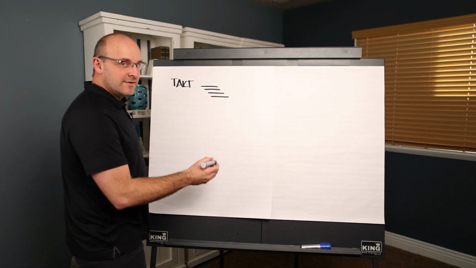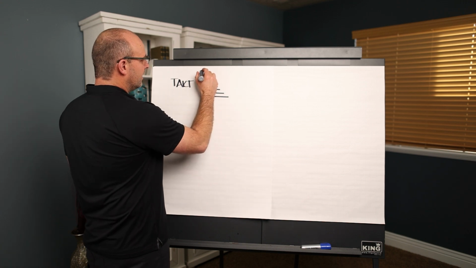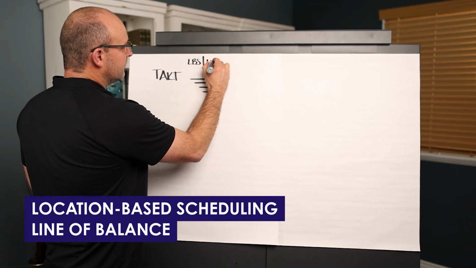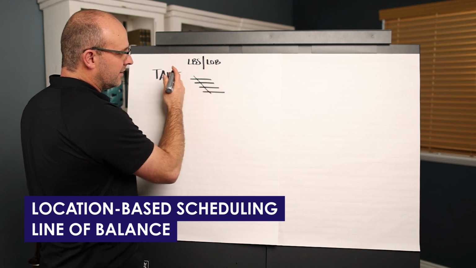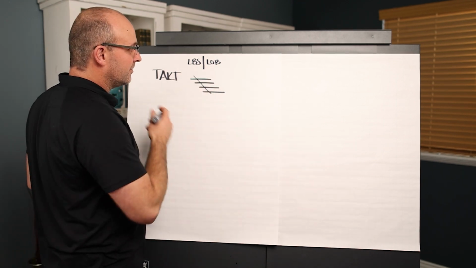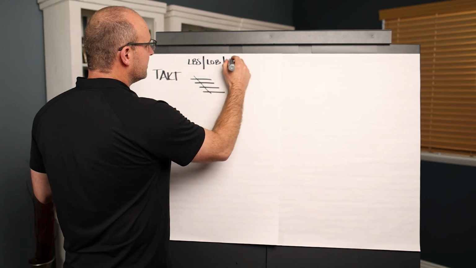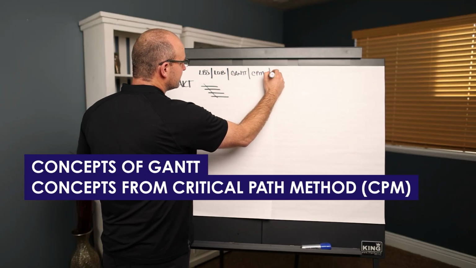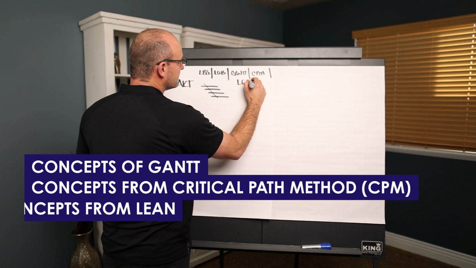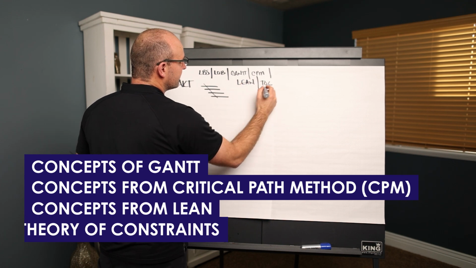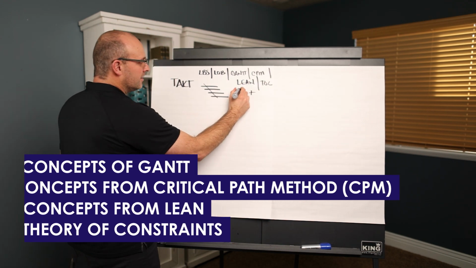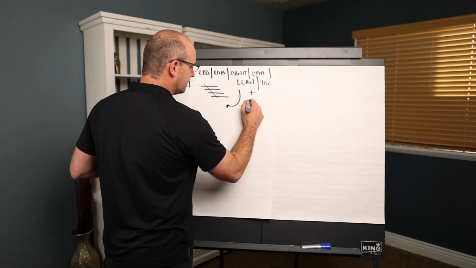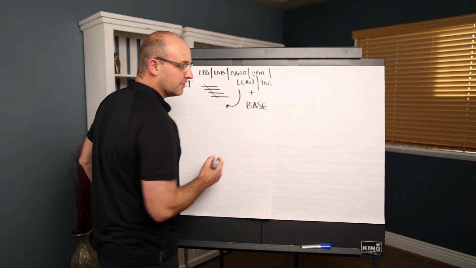Okay, when you have Takt planning on your project, you have automatically location-based scheduling. You have line of balance, right, where you have trades going a similar line of balance throughout the project. You've pulled in the best concepts from Gantt, the best concepts from CPM, and the best concepts from Lean and the theory of constraints, plus much more. All of this is looped into one system, okay? So Takt must be your base. In fact, I'm just gonna go ahead and write that. Takt must be your base, all right?